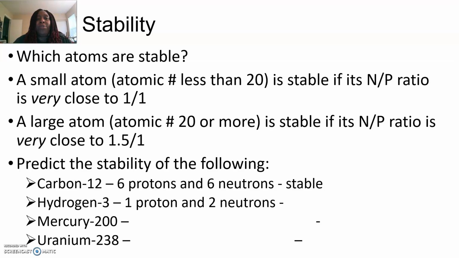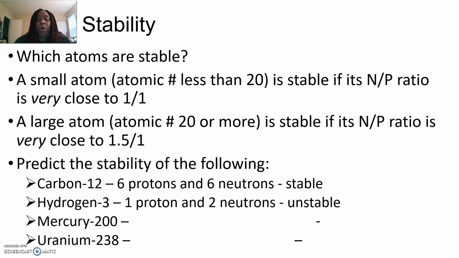Okay, so for hydrogen 3, what that's going to mean is if it's hydrogen, we have 1 proton. That means we have 2 neutrons. So if we put the number of neutrons over the number of protons, we have a 2-to-1 ratio, not a 1-to-1 ratio. That makes it unstable.